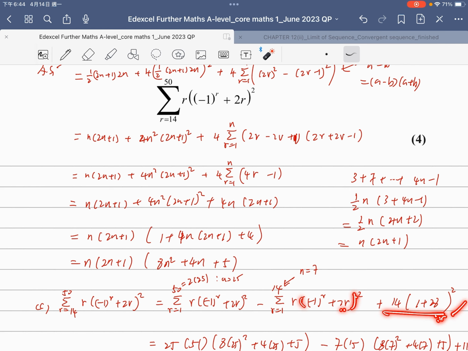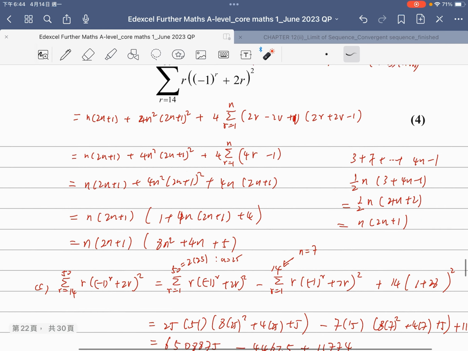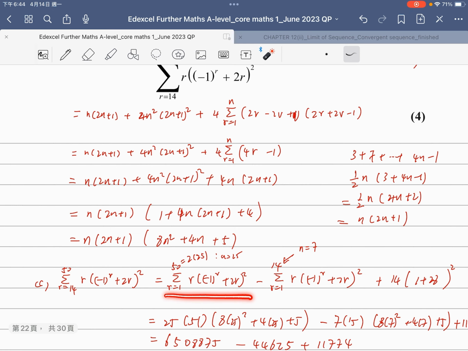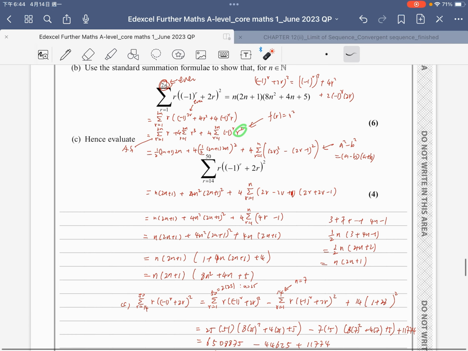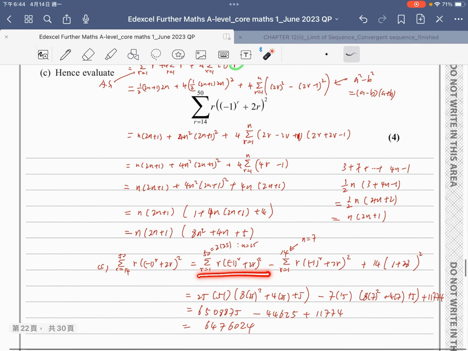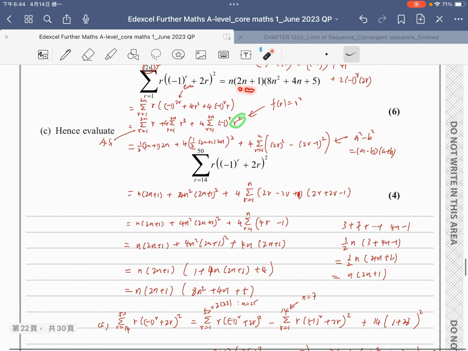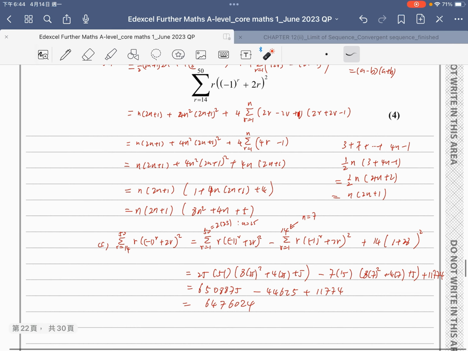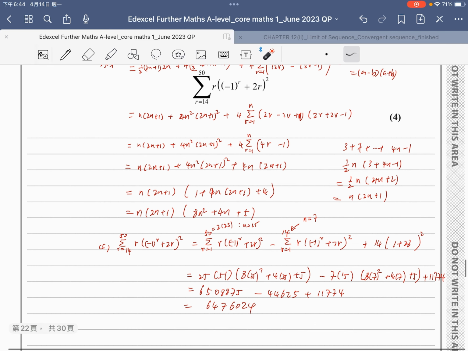This is the extra term here, and apply the formula in this one, in part B. That part should be 25 times 51, because the second part is 2n plus 1, n is equal to 25. The third one is here. I just put n equal to 25 into the formula here, and the second part is put n into 7.